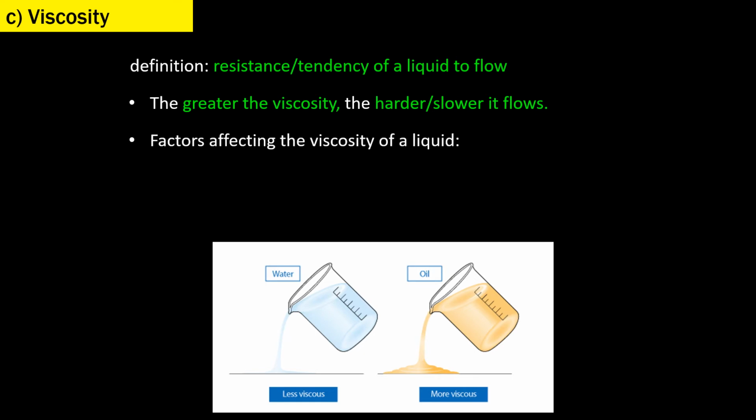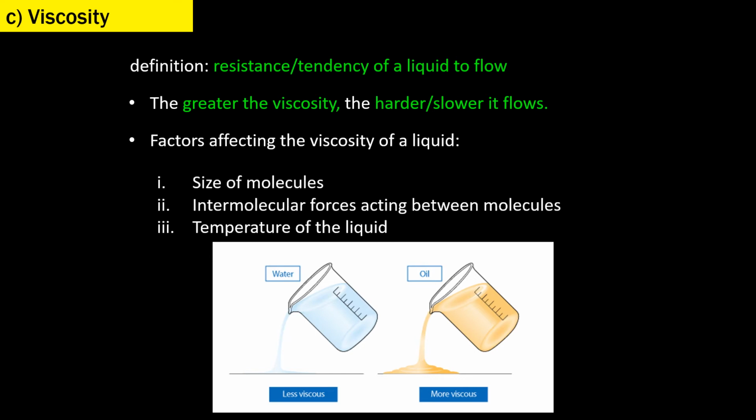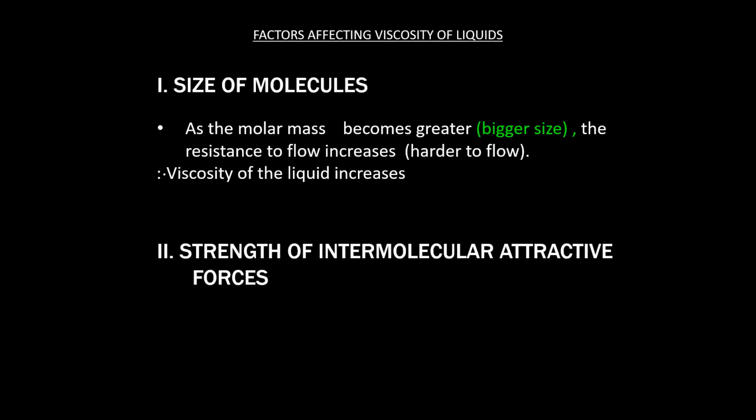There are factors affecting the viscosity of liquid. They are size of molecule, intermolecular forces acting between the molecules, and temperature of the liquid. Molecules with greater molar mass are hard to flow due to their bigger size. So, such a liquid will have higher viscosity.